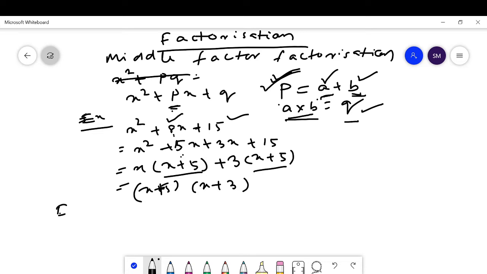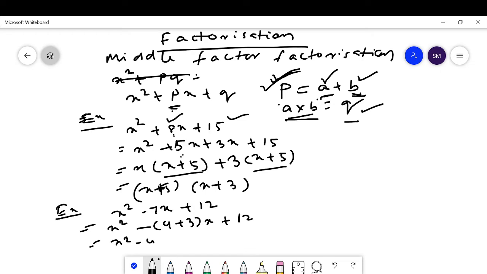Take another example. Here the question is x square minus 7x plus 12. Here we have to split the 7 into two parts such that their sum is equal to 7 and their product is equal to 12. Look here, 4 plus 3 is equal to 7, 4 into 3 is 12. Then x square minus 4x minus 3x plus 12. Then here taking common x, this is x minus 4.